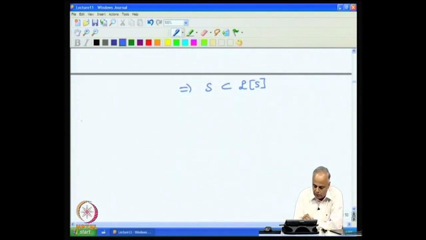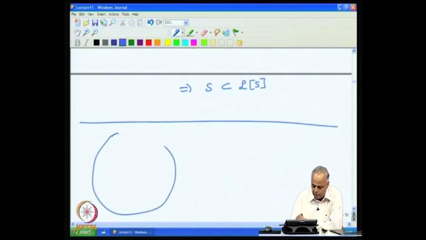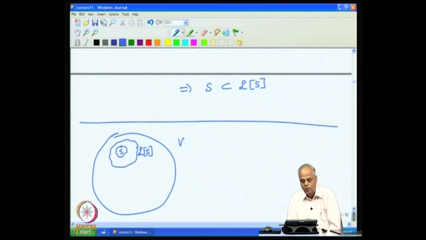So, now what have we achieved? First, we had this vector space V, and in that there was this small finite set S. Using that set, we have built a bigger set called LS. So, we had the big vector space, inside that a small collection S was given. Using that small collection S, we have built a large number of vectors, and these are the linear combinations of the S vectors.